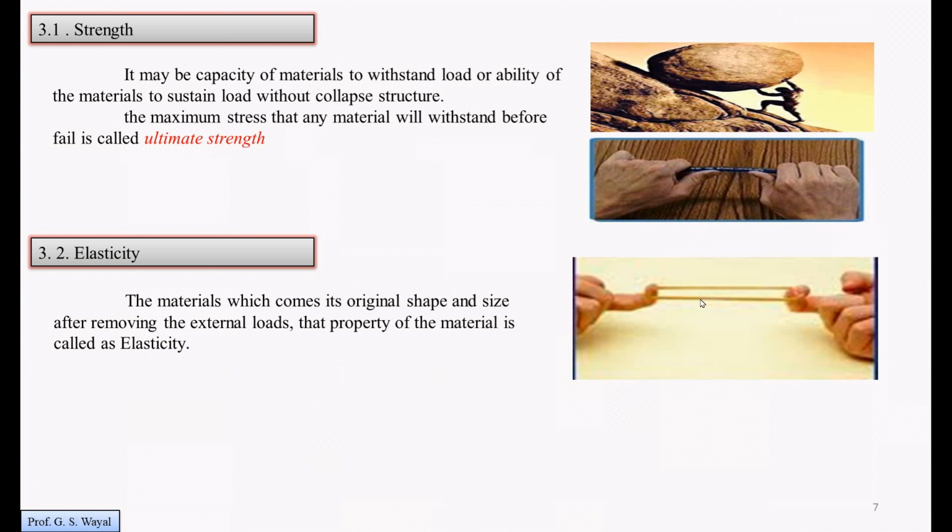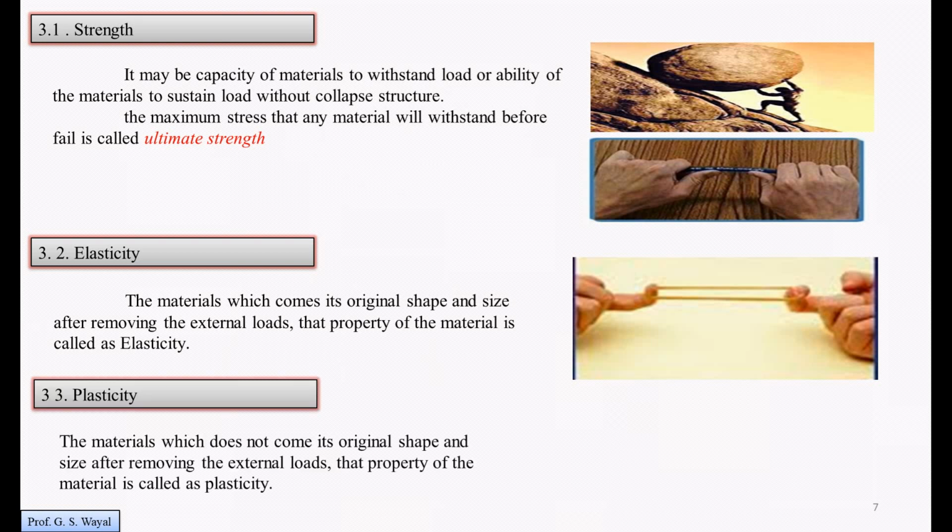Now here we can see a rubber which is stretched by two fingers. If you apply force with the fingers, the rubber will stretch, but after removing the fingers, the rubber comes back to its original shape and size. That's why we say the rubber has the elastic property, because it comes back to its original shape and size after removing the external load.